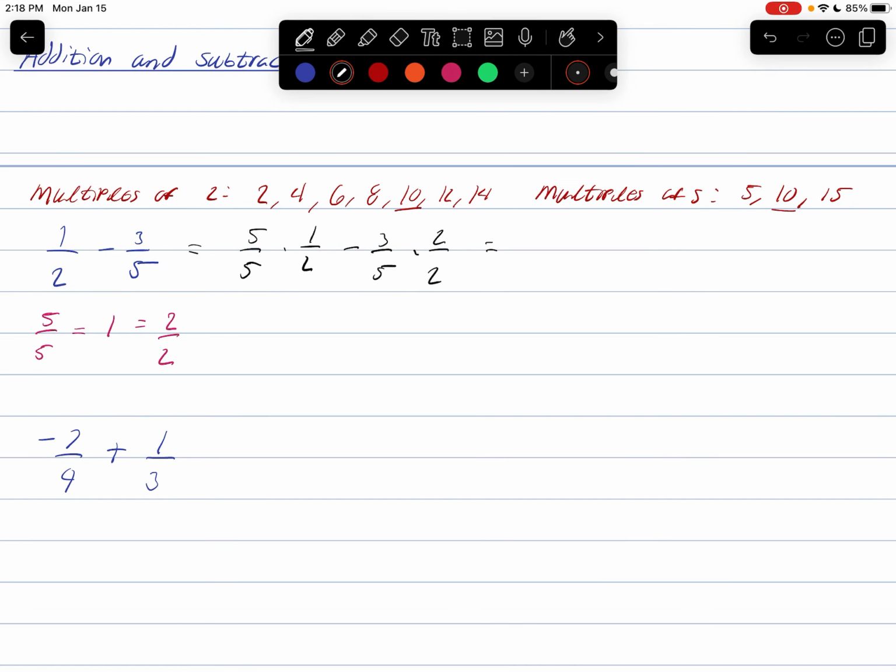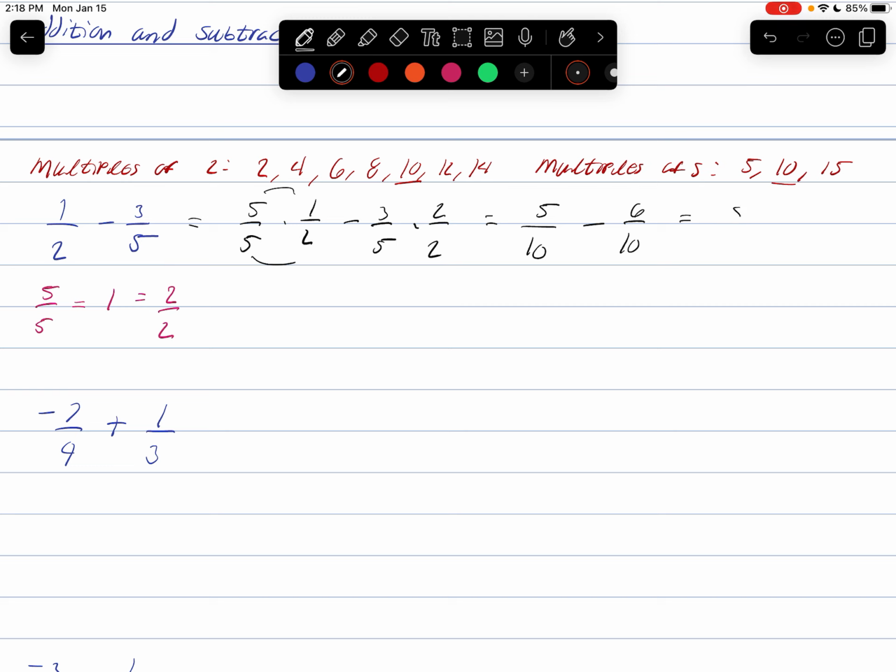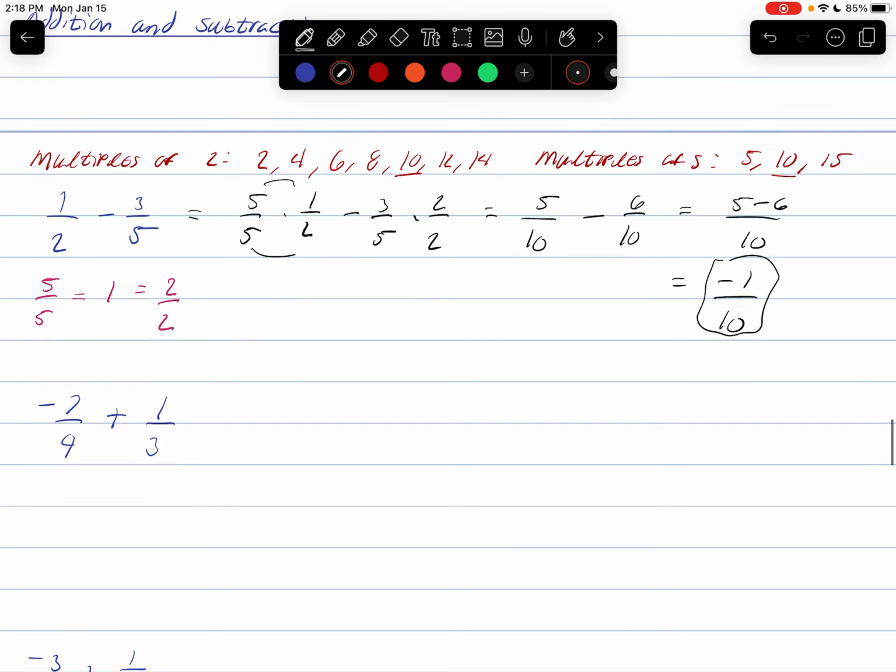So in order to simplify this, we can just multiply straight across numerators and denominators. So 5 times 1 is 5, and then 5 times 2 is 10. And then we have 3 times 2 is 6, and 5 times 2 is 10. So minus 6 over 10. So we have 5 over 10 minus 6 over 10. This is the same thing as 5 minus 6 over 10. Or we have negative 1 over 10. And that would be our final answer here.